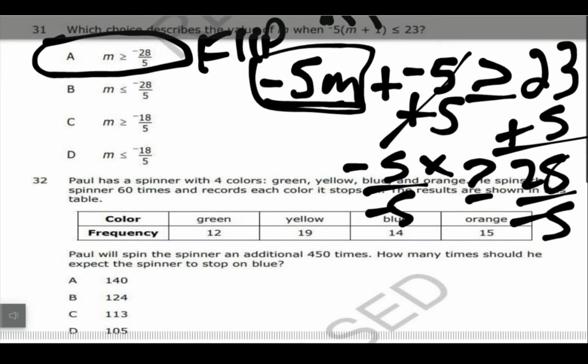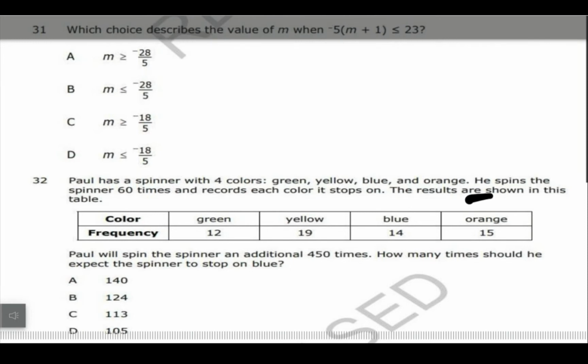All right, let me erase that. For 32, okay, this is a probability question, so it says Paul has a spinner with 4 colors, green, yellow, blue, and orange. Okay, he spins it 60 times and records each color. All right, the results are below. It says Paul will spin an additional 450 times. How many times should he expect the spinner to stop on blue?